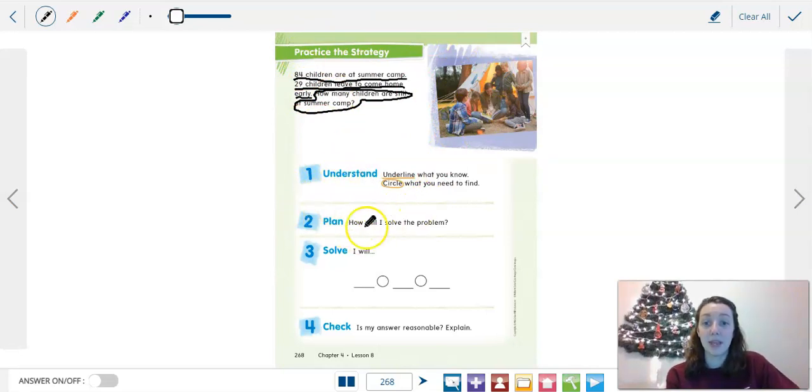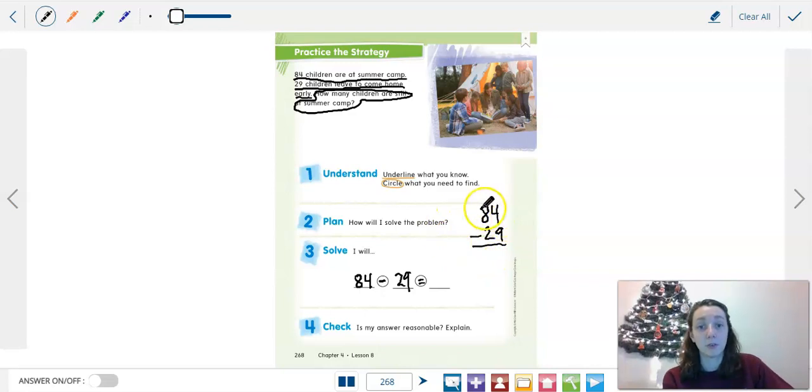So the next is the plan. How will I solve the problem? Well, I'm going to use a number sentence again. So that's my plan to solve the problem. So then to solve it, we're going to set up that number sentence where we have 84 subtract, because the children left, so these 29 are leaving, 29 equals that. Now I'm going to move it off to the side and solve it using the standard algorithm because it's easier for me to set up. You could do a lot of different things. You could do the take apart a 10 strategy there. If you like, it's whatever strategy works best for you.